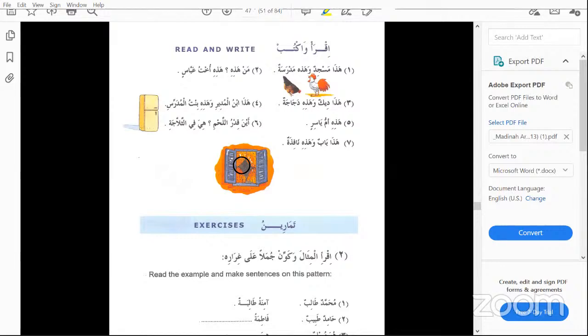Sister Fatima, can you come on the mic? Can you continue from number 2? Man hazihi? Who is this? هذه أخت عباس. This is Abbas's sister. هذا ديك وهذه دجاجة. This is a rooster and this is a hen. هذا ابن المدير وهذه بنت المدرس. This is the principal's son and this is the teacher's daughter. هذه أم ياسر. This is Yasir's mother. أين كدر اللحم؟ Where is the meat pot? هي في الثلاجة. It is in the fridge. هذا باب وهذه نافذة. This is a door and this is a window.